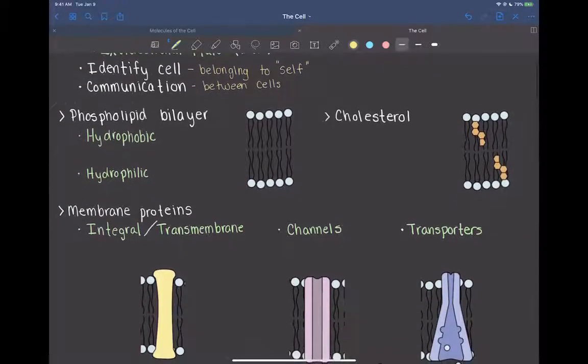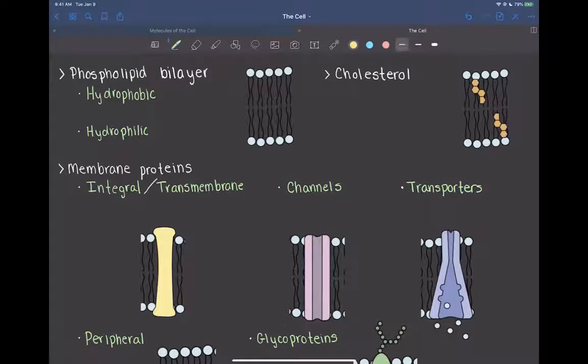All right, so let's talk about that phospholipid bilayer. Bilayer means it has two layers, bi meaning two layers of phospholipids. This would be one phospholipid here, and this would be a second phospholipid here. And we know with our phospholipids, they have two different regions. They have a polar region that is going to face the outside and the inside of the cell. That polar region is going to be hydrophilic, meaning it likes water.